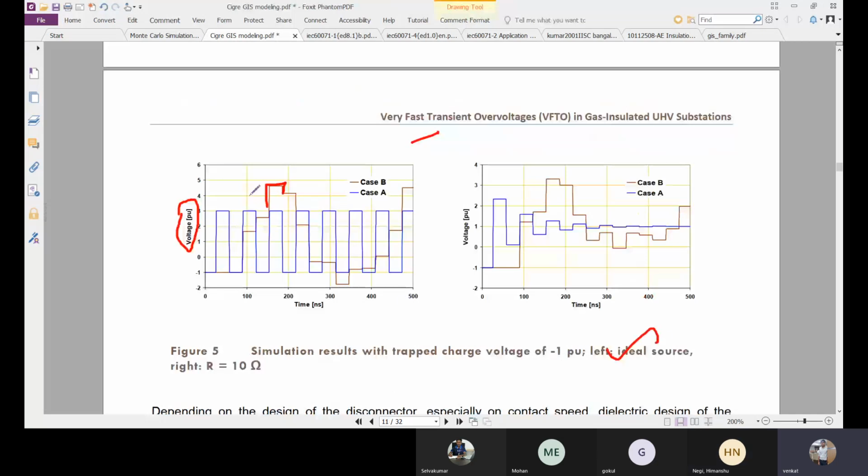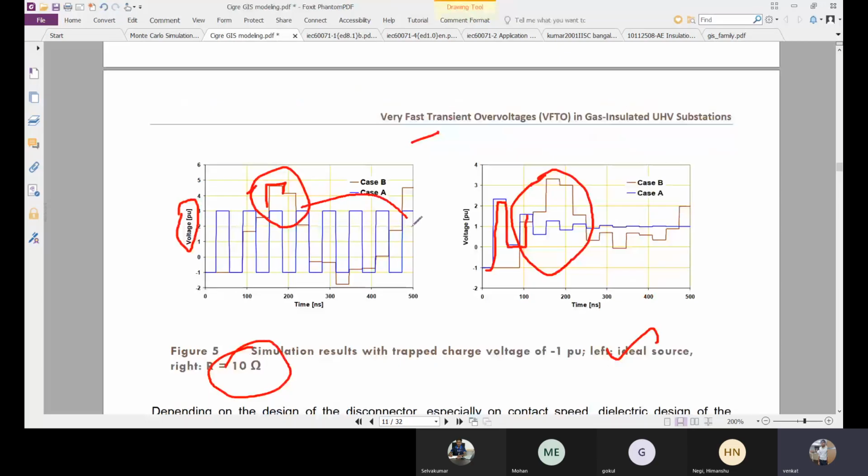Generally this much voltage will not be generated in the system. So what they are saying is that you have to model it with a more realistic source, with 10 ohm resistance, with some resistance. So they have done the simulation again, and they have got the output, which shows why this waveform has got distorted.